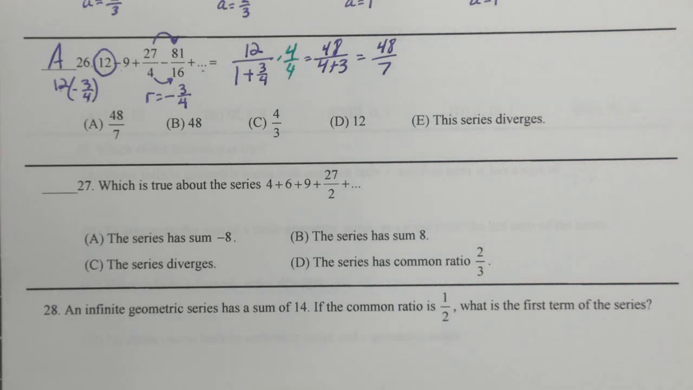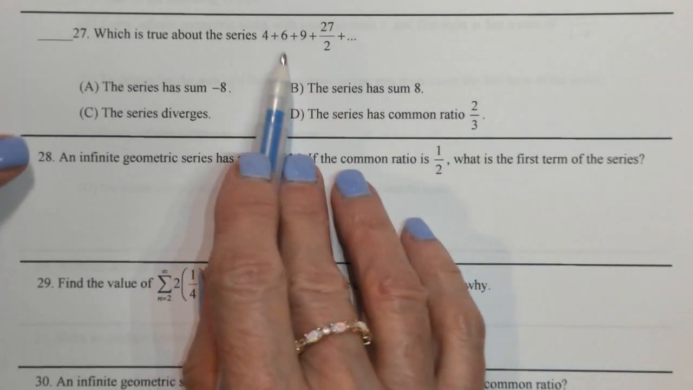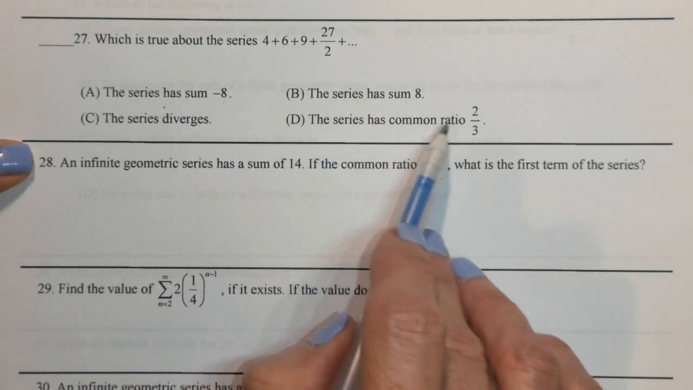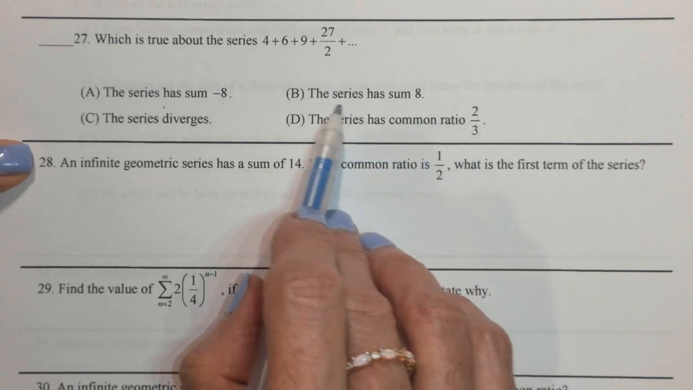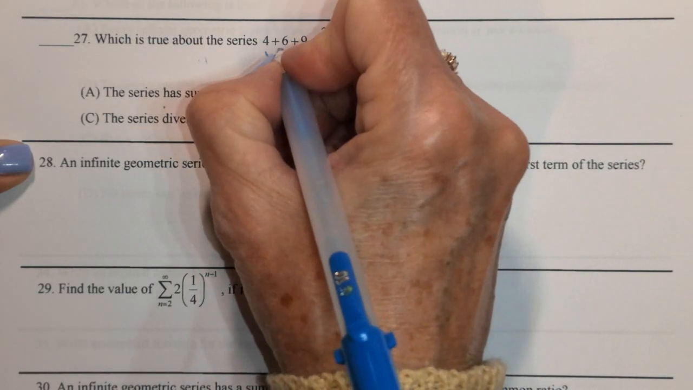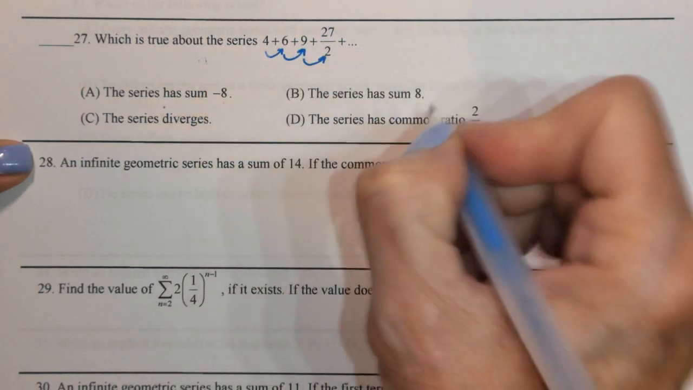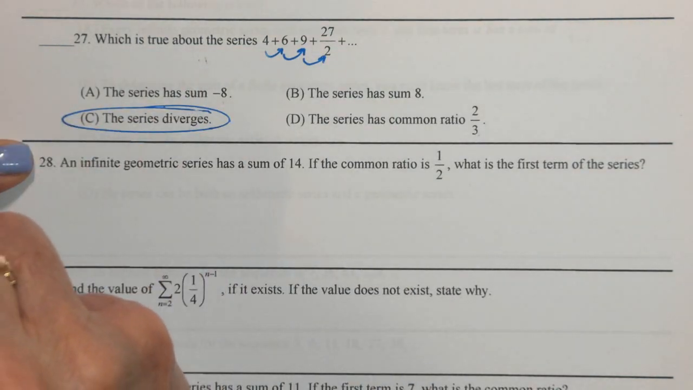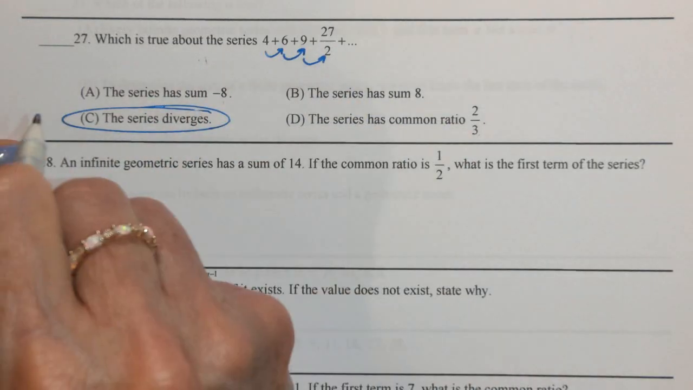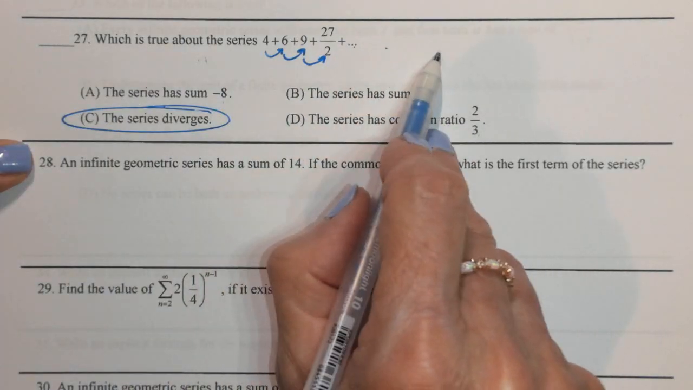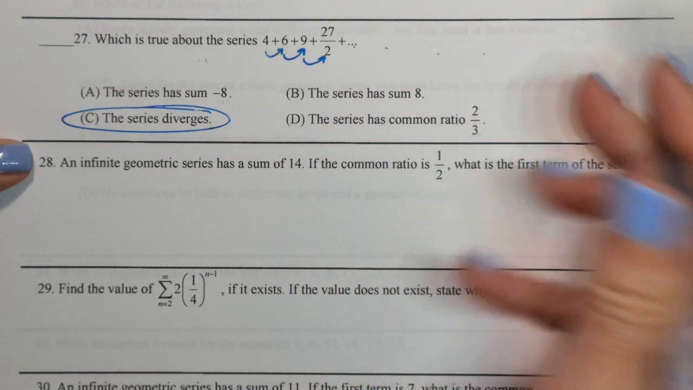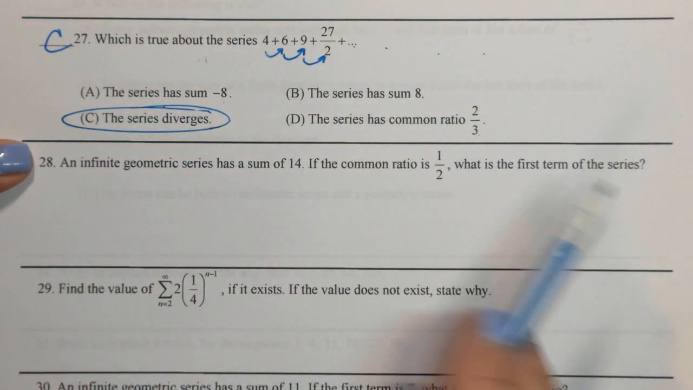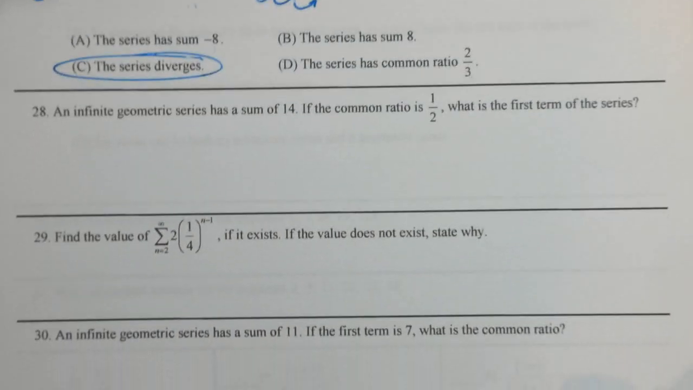Alrighty. Number 27. Which is true about this series? Okay, the series has a sum of negative 8, diverges, sum of 8, common ratio of 2/3. Okay, which of the following is true? Well, I see that these terms are getting bigger. And if the terms are getting bigger, that series will diverge, definitely. There is no way that we can get that to converge if the terms are getting bigger, right? If you added larger and larger terms forever, would that ever converge to be a single number? No. This would be geo, but r is bigger than 1.